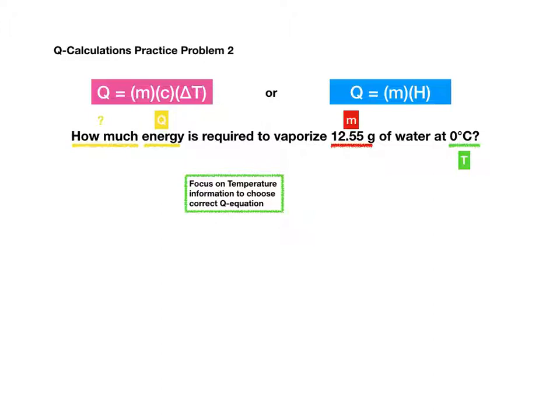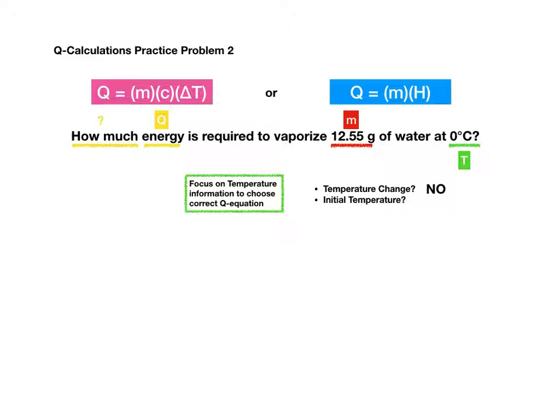In order to pick out which Q calculation equation I should use, Q equals mc delta T or Q equals m times H, I should really focus on the temperature information provided, so I choose the correct Q relationship. First I ask myself, the temperature, is it a temperature change? No, not based on the wording.